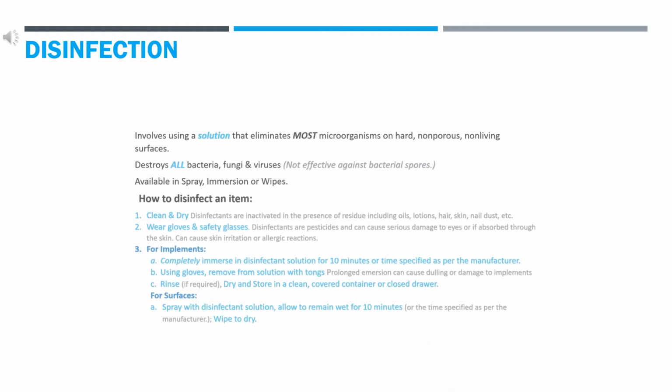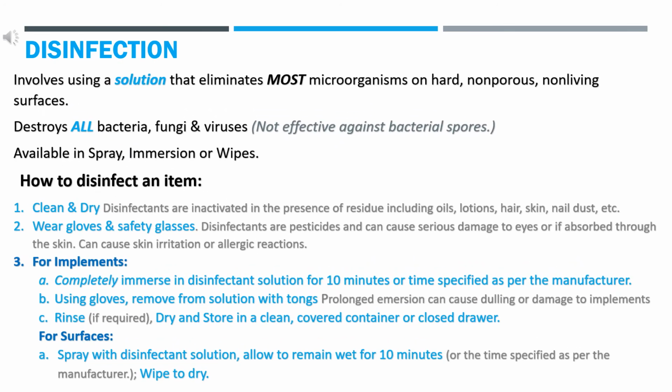Disinfection involves using a solution that eliminates most microorganisms on hard, non-porous, non-living surfaces. It destroys all bacteria, fungi, and viruses, but is not effective against bacterial spores. It's available in spray, immersions, or wipes. To disinfect an item, you must first clean and dry the item. Disinfectants are inactivated in the presence of residue, including oils, lotions, hair, skin, nail dust, etc.